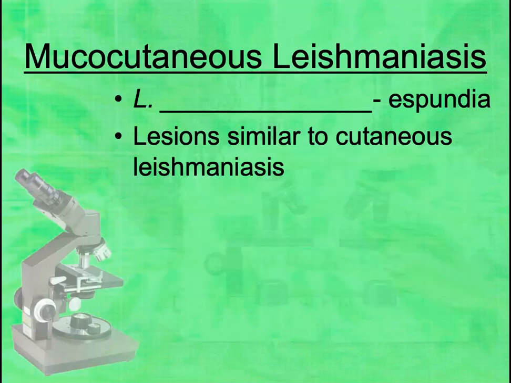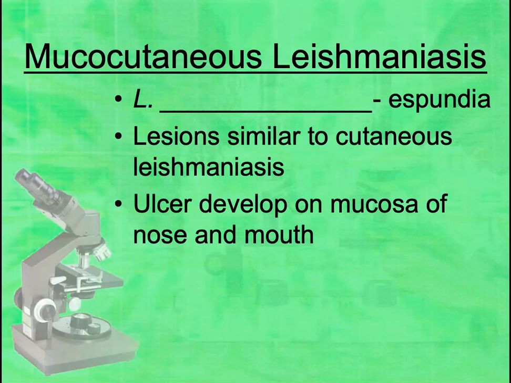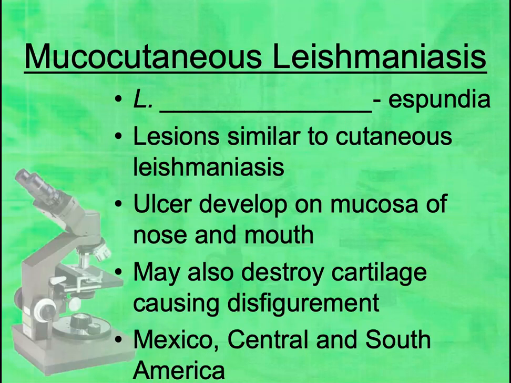Getting a little bit more serious is mucocutaneous leishmaniasis. This is caused by Leishmania brasiliensis. Its common name is Espundia. The lesions are similar to cutaneous leishmaniasis, but we're getting mucosal involvement, so usually nose, mouth, the lips are involved, and an ulcer develops in which cartilage gets destroyed, causing permanent disfigurement.